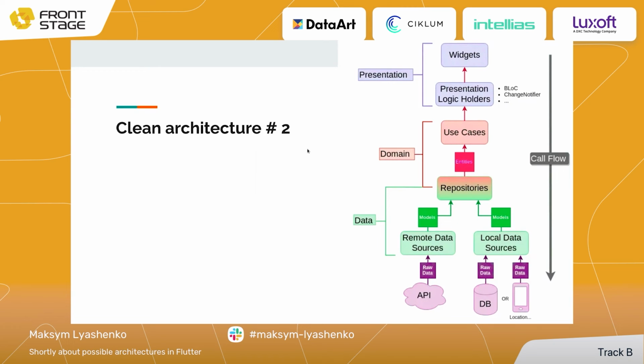Before, one more definition: use case. The software contains application-specific business rules. It encapsulates and implements all of the use cases of the system, and these use cases orchestrate the flow of data to and from entities and direct those entities to use their enterprise-wide business rules to achieve the goals.